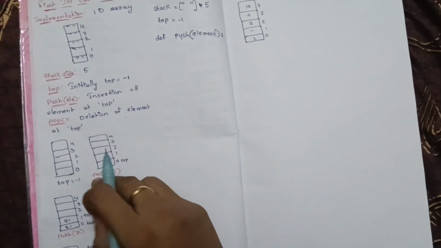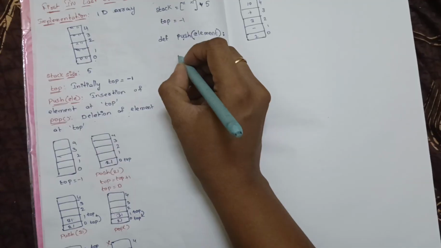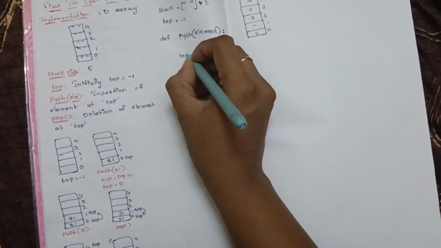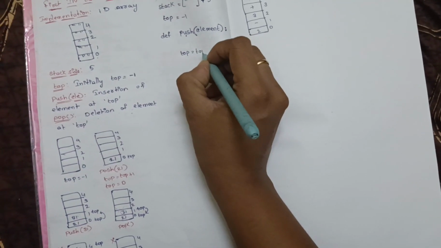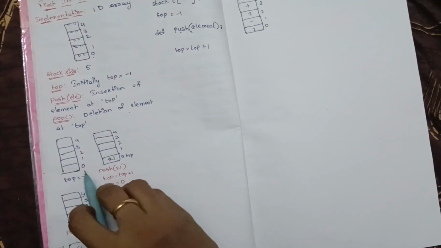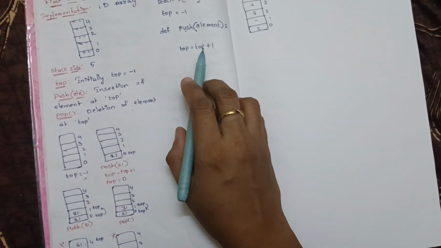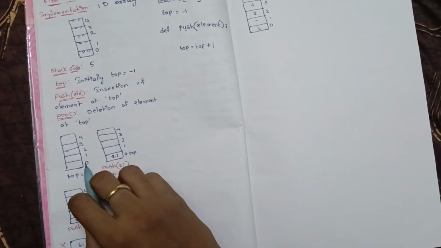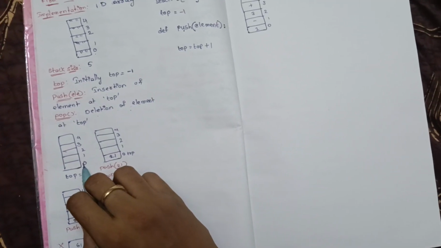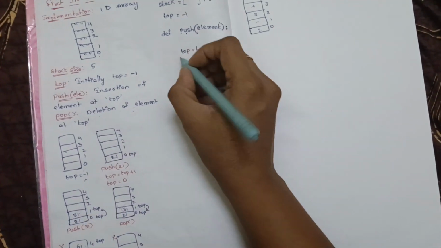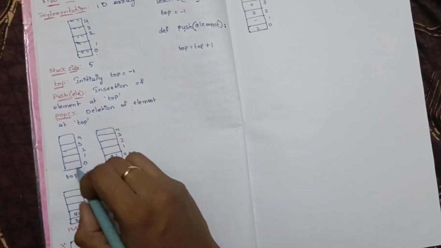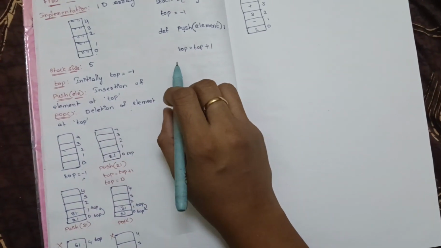First let me increment the top. Top is equal to top plus 1. Initially top is at -1. Whenever I increment that, top will move to the 0th element, the 0th index. Then can I assign the value at the top position?